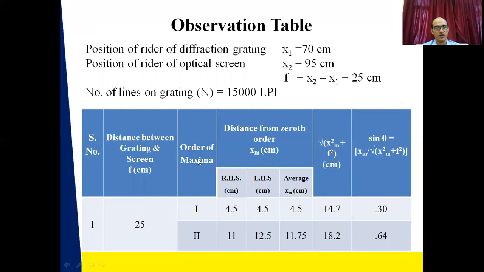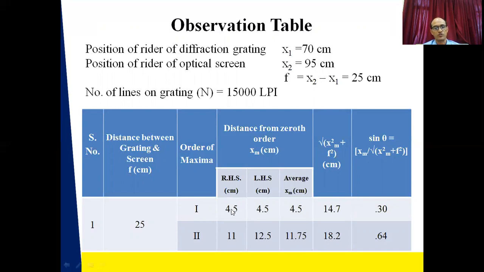This is the order of maxima, first order maxima, second order maxima, and the distance of the first order maxima and the second order maxima from the central maxima on both the sides. Here we will find out under root x square plus f square centimeter, and here we will find out the angle of deflection theta.